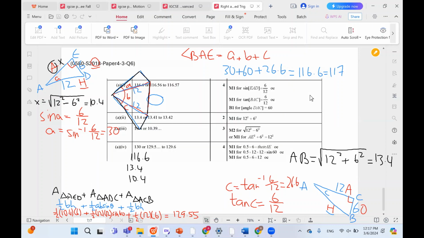Let's check the marking scheme. So 129.55 is correct, 10.4 is correct, 13.4 is correct, and 16.6 is also correct.